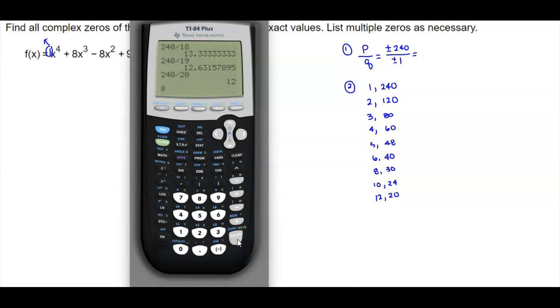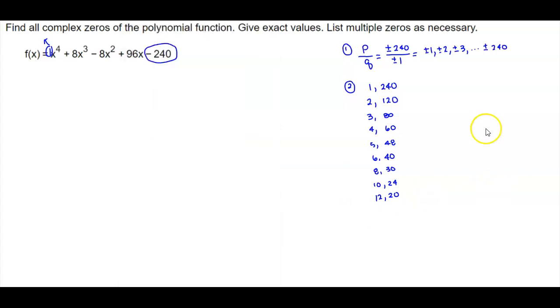So that means that all the possible rational zeros are plus or minus 1, plus or minus 2, plus or minus 3, all the way to plus or minus 240. So these are all the possible rational zeros. Now we need to pick one of these to determine if it's a zero of this polynomial function.